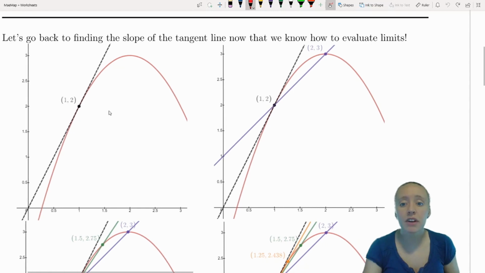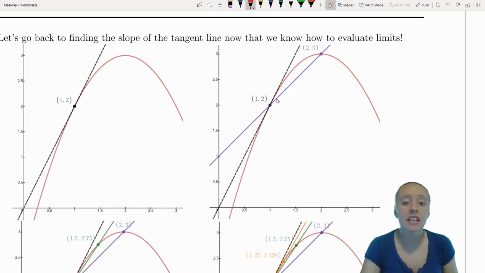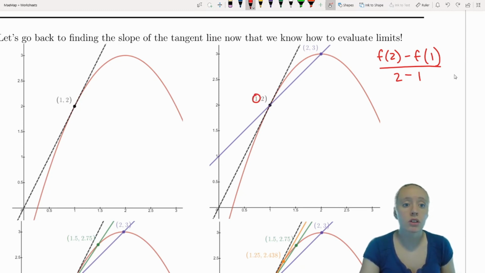So you can see in this very next picture, I have a secant line that intersects the point (1, 2) and the point (2, 3) on the function. How do I find that slope of the secant line? I do f(2) minus f(1) all over 2 minus 1. My function value at 2 is 3. My function value at 1 is 2. So this is going to be 3 minus 2 over my x values, 2 minus 1. So this happens to be 1 over 1, which gives me a slope of 1.